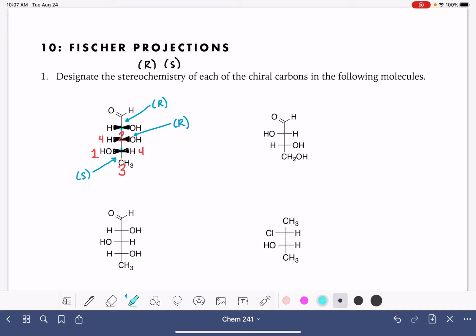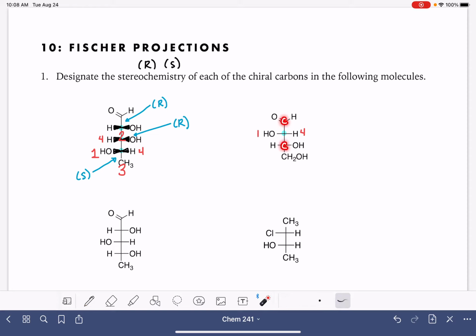We're going to keep going. We've got a whole lot more examples to do. So here's our next one. We're going to look at the top carbon first. Assign priority to the 4 things attached to that carbon. The hydrogen is our number 4. The oxygen is our number 1.